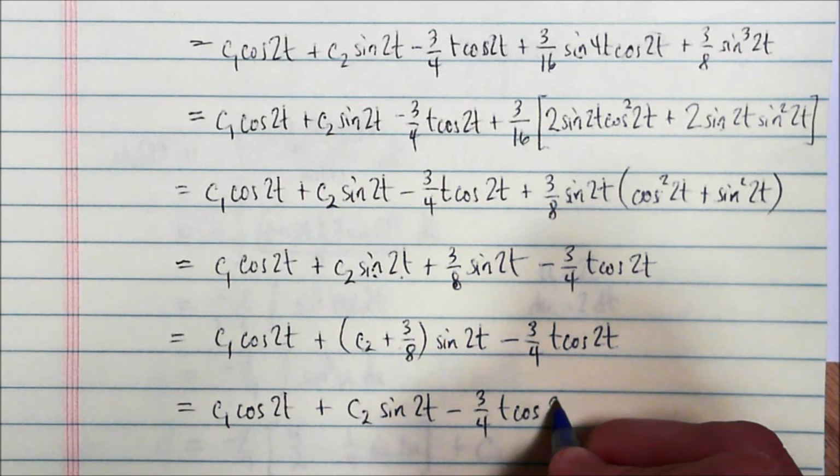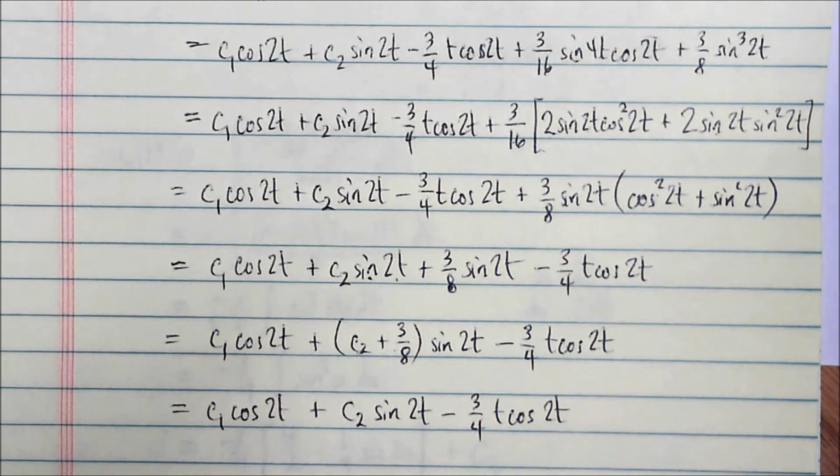And so lo and behold, I get the same answer that I had before using the method of undetermined coefficients. So I wouldn't necessarily expect all of this trig simplification, especially on a timed test, but I did want to demonstrate that the two different techniques indeed yield the same answer.